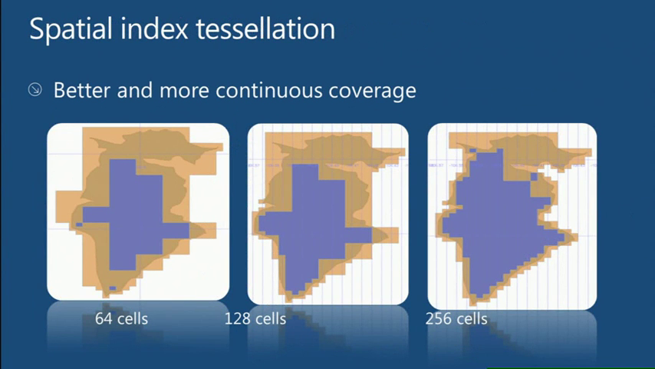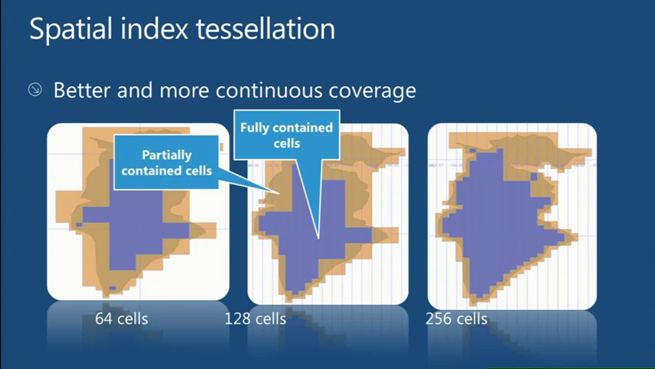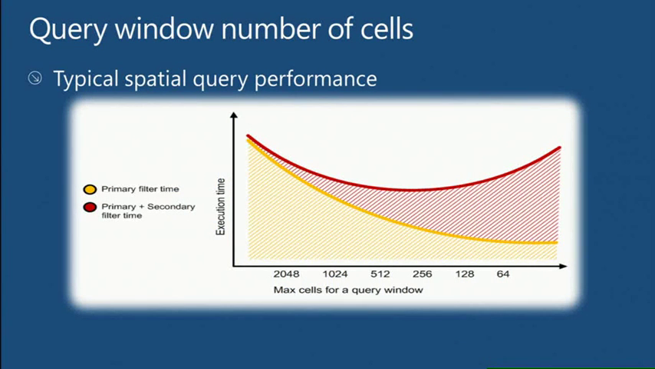Now, if we look at that tessellation, the tessellation is very important in terms of giving us performance and precision, as I mentioned earlier. Here's a view of some shape and how it tessellates with 64 cells versus 256 cells. You will notice that the blue parts, which are the fully contained cells, increase the more precise you get. This is good because it means I can use my optimization that I mentioned earlier around not having to apply the secondary filter step. And if the partially contained cells get fewer, then again I have to do less post-processing. However, there's a trade-off here.